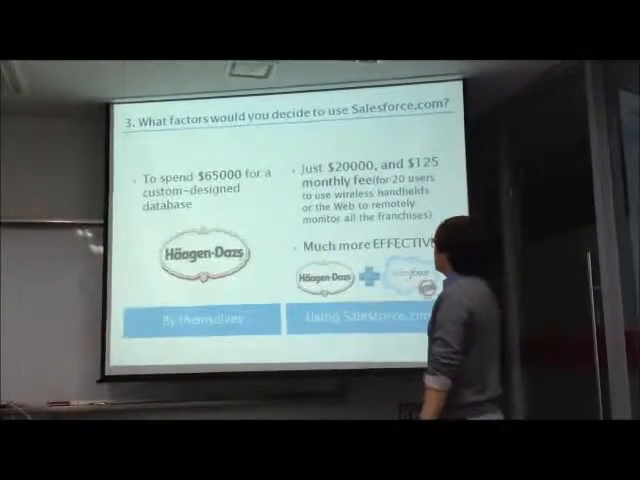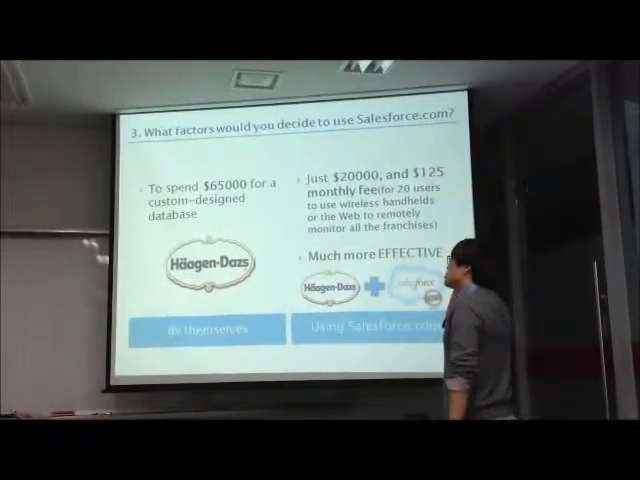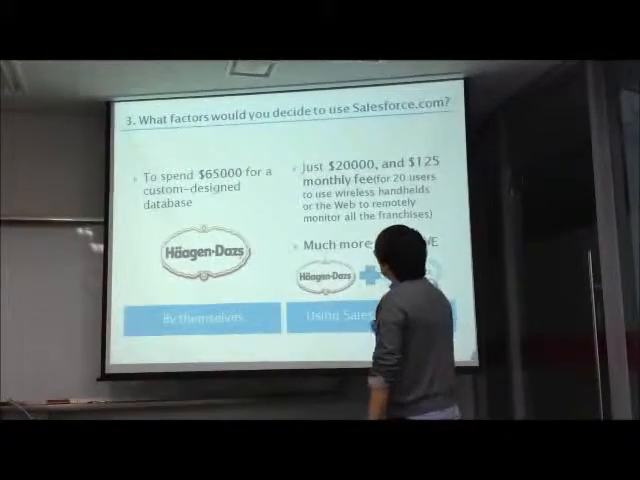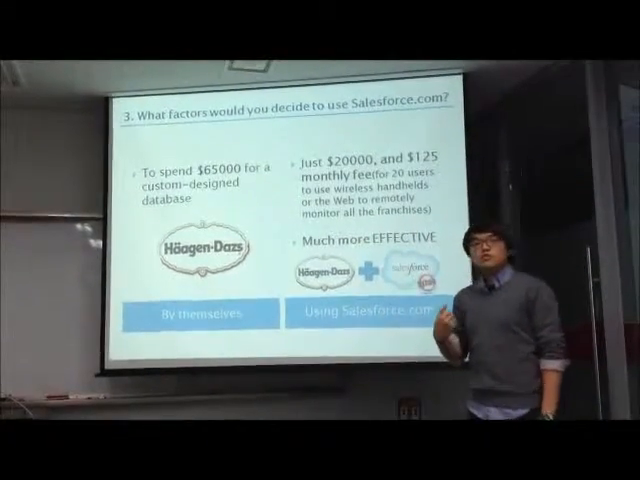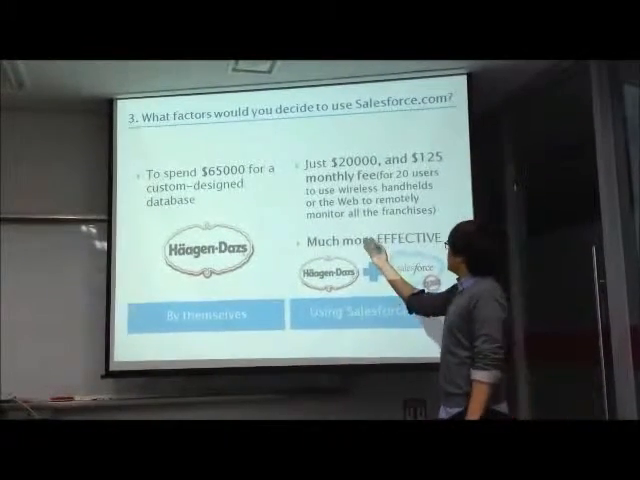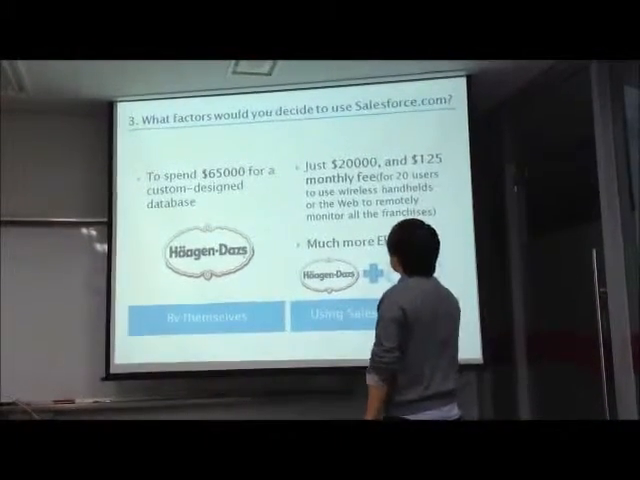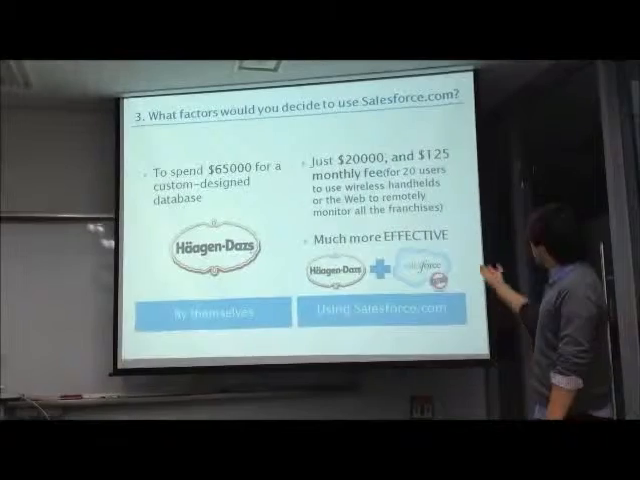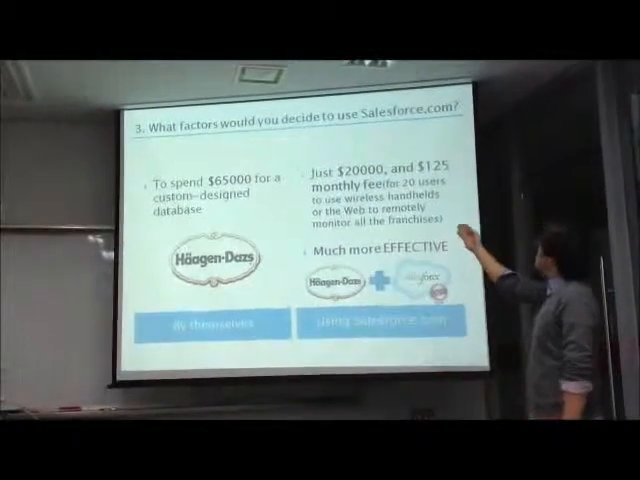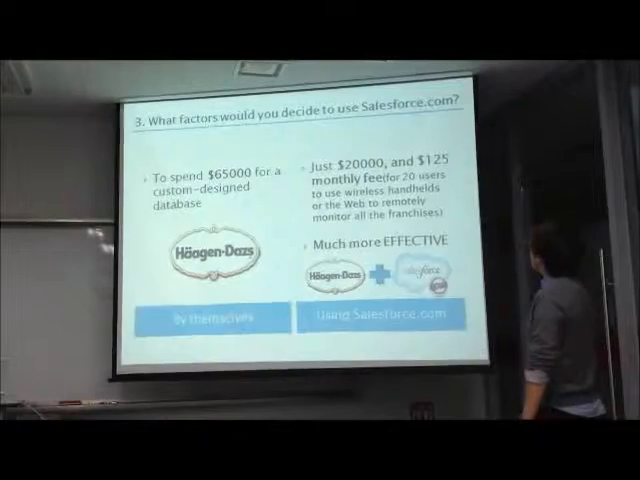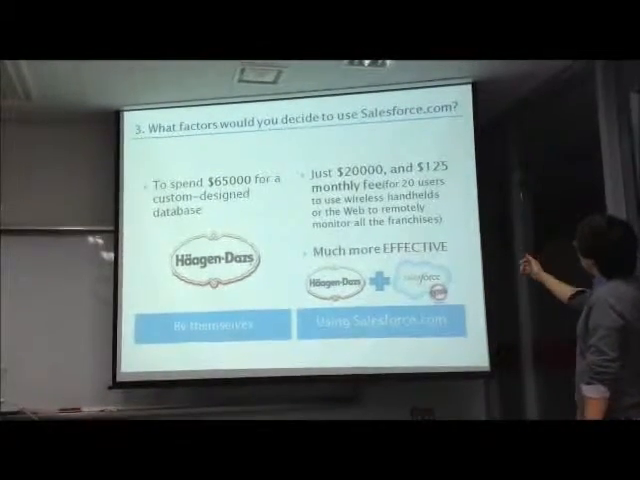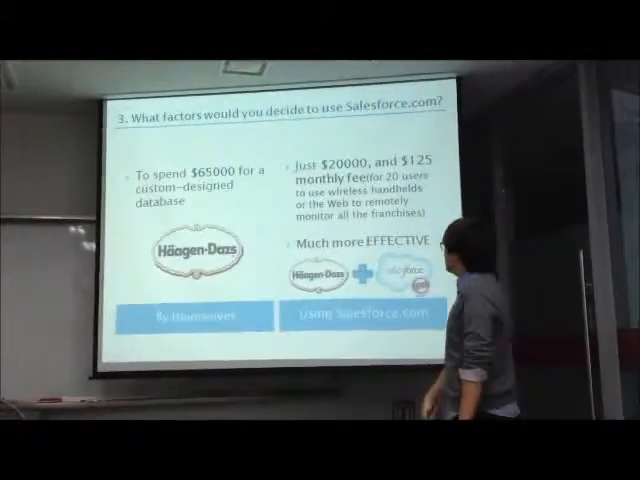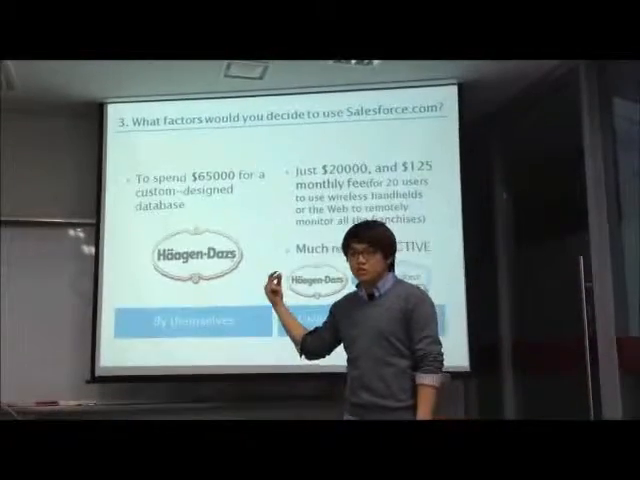Okay, let's take an example. Haagen-Dazs, which is one of the ice cream brands. If Haagen-Dazs wants to construct a database to manage their customers, they would spend $65,000 for a custom designed database. However, if Haagen-Dazs uses Salesforce.com, they would spend just, as you can see, $20,000 and just a $125 monthly fee. I think it is much more effective than constructing their own server to manage their customers.